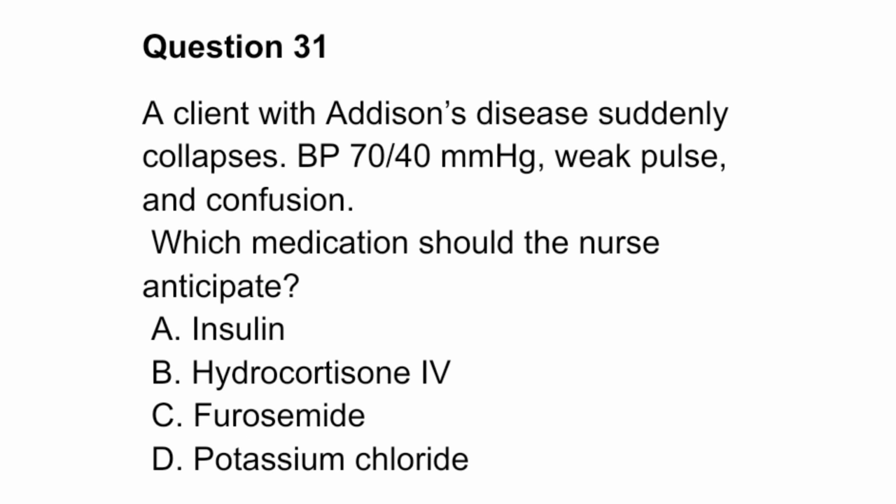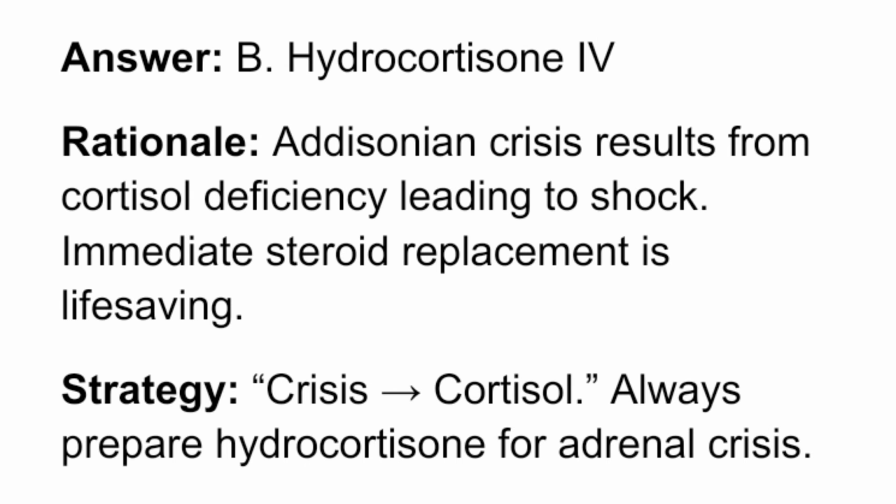Potassium chloride. Answer: B. Hydrocortisone 4. Rationale: Addisonian crisis results from cortisol deficiency leading to shock. Immediate steroid replacement is life-saving. Strategy: crisis, cortisol. Always prepare hydrocortisone for adrenal crisis.